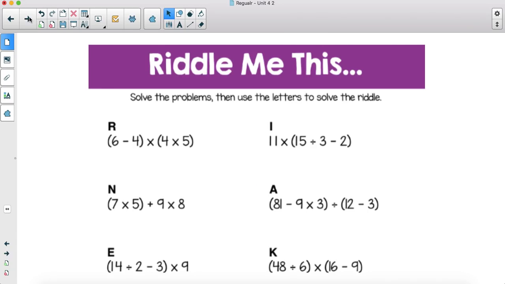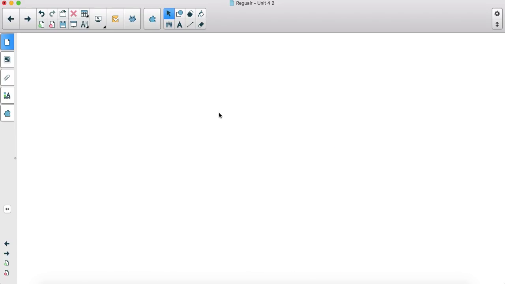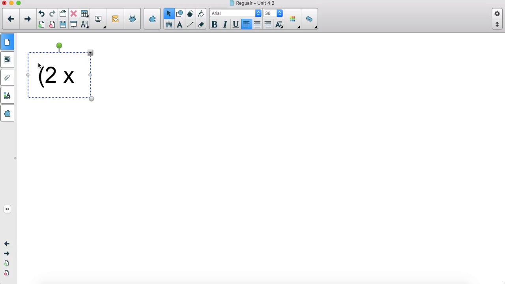Let's go ahead and try a few examples here. So I'm just going to write these down right now. And I want you to actually write these in your math journal so that way you can use them as some examples. Okay, we're going to start off fairly easy here. We're going to do (2 times 3), and then add 7.